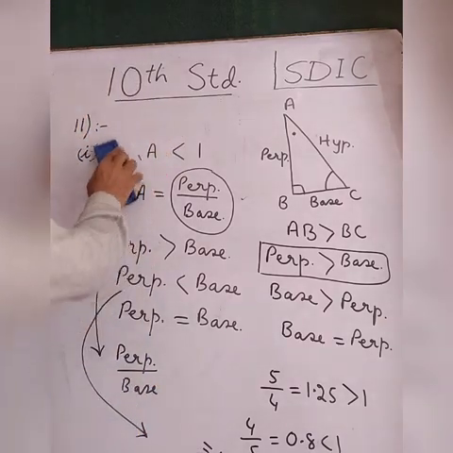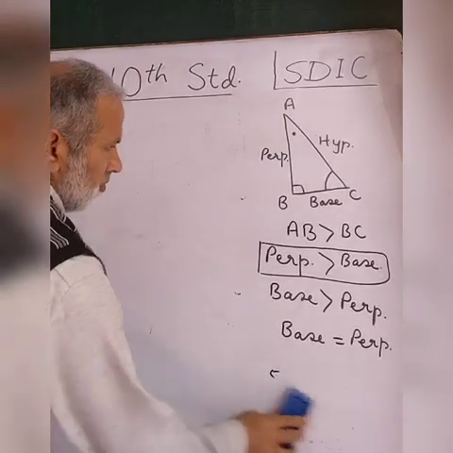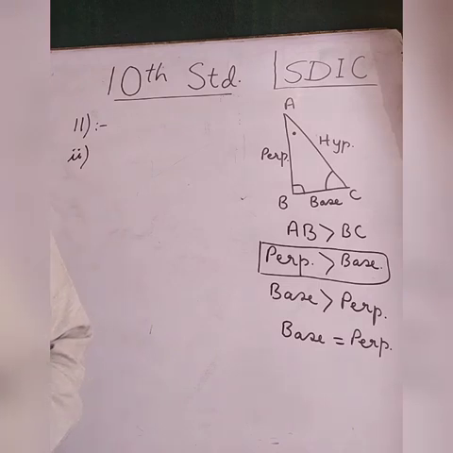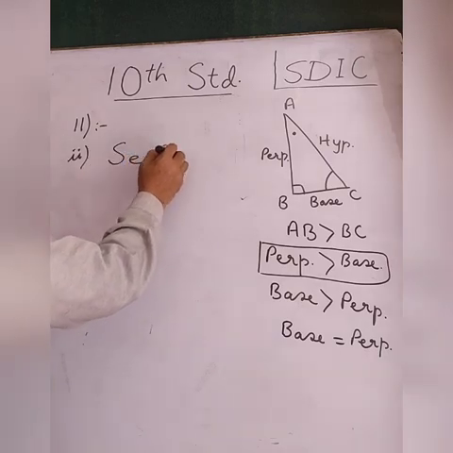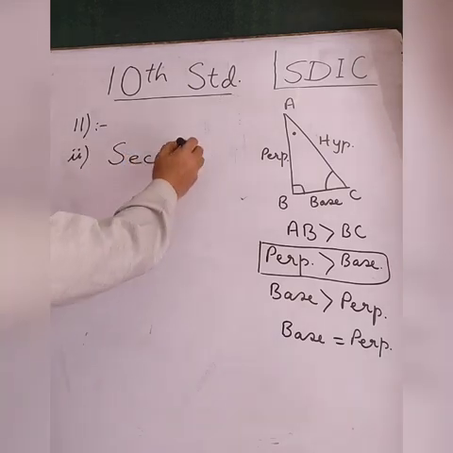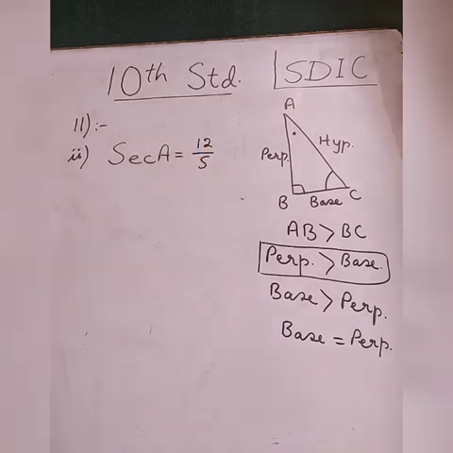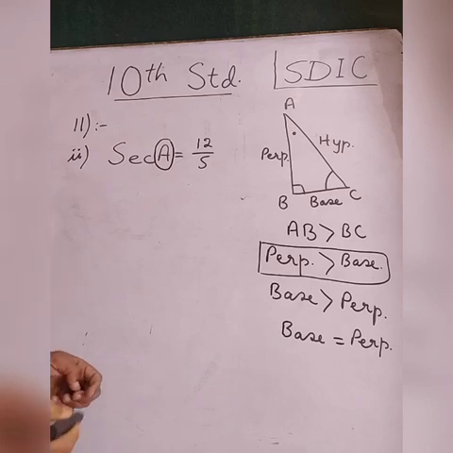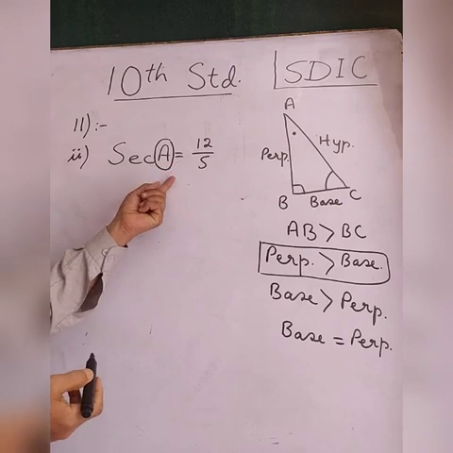Now considering the second part. We have to answer, it is given that sec of A is equal to 12 by 5. Sec of A is 12 by 5, for some value of angle A. We have to find out whether this is possible or not. Is it true or false? Can sec A be 12 by 5?